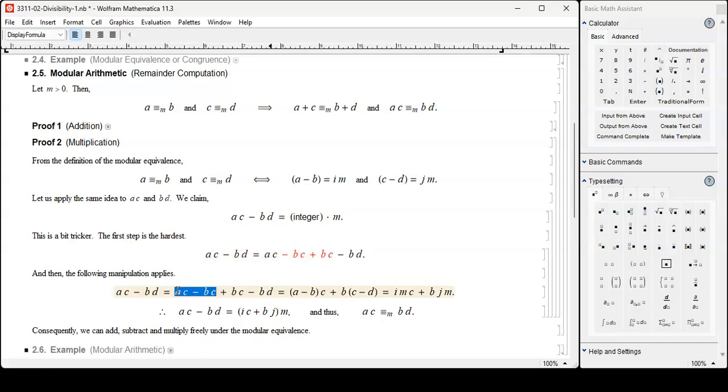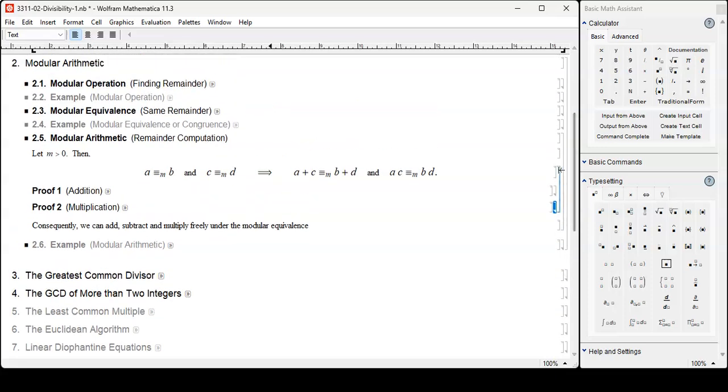The first two terms, which I just highlighted in blue, have c in common, so factor those out. And the second two have b in common, so factor b out. So factoring those out, c and b respectively, we have a minus b and c minus d respectively, and those are both divisible by m. So factor m out, voila, we have an integer times m. That completes the proof. Tricky and kind of ingenious, but remember this trick. It's very typical in analysis.